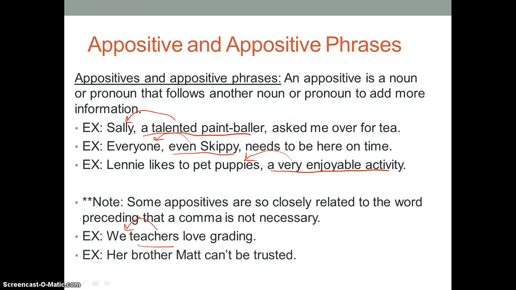The same thing here, her brother Matt can't be trusted. Matt is an appositive for her brother, but it's such a short, closely related appositive, I'd probably decide to leave commas out. So this is an exception you can decide to take advantage of when you're writing, but in most cases, you're going to offset an appositive with commas, as we did up here.